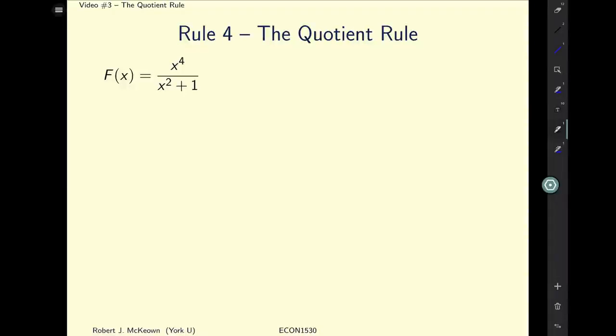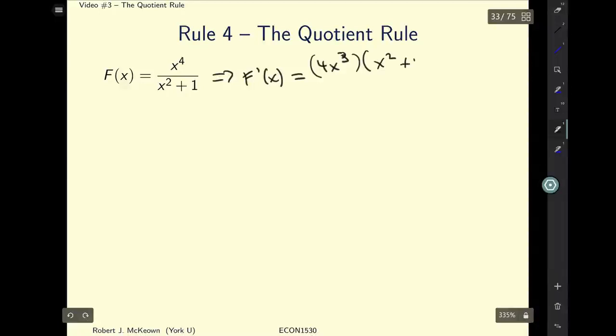We want to take the derivative of the numerator, and that's going to be 4x cubed according to the power rule, and we want to multiply that by x squared plus 1, and then we want to subtract the derivative of the denominator, so we get 2x multiplied by x to the power of 4, and the whole thing divided by x squared plus 1, squared.